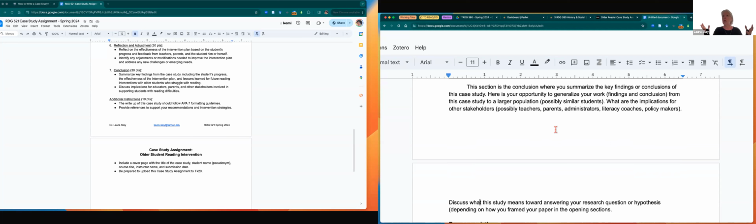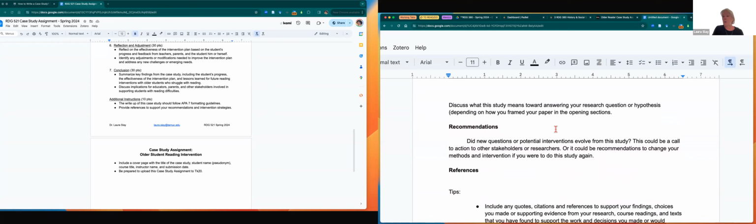This is your discussion. You're talking about this study. So you're writing your conclusions where you summarize your key findings. So it's the closing to that introduction, but you're going a little bit beyond that because you're also generalizing your work to others. So other students with a similar situation or a larger population of students or teachers or other stakeholders like parents, literacy coaches, administrators, anyone that would have any stake in teaching reading, particularly in the context of the question and the issue that you were addressing.